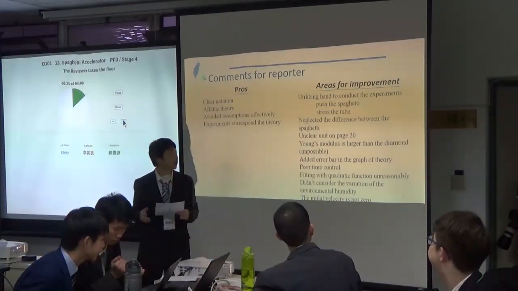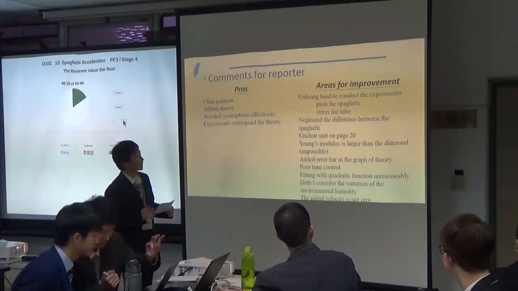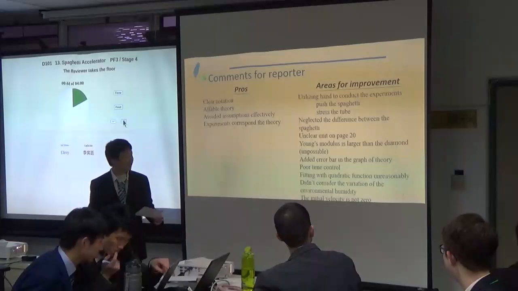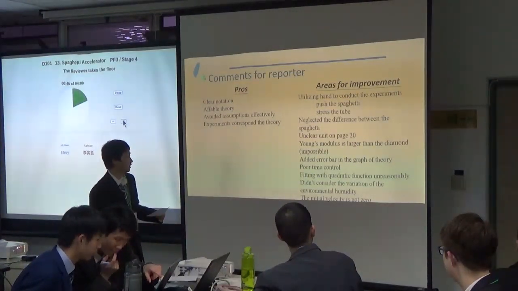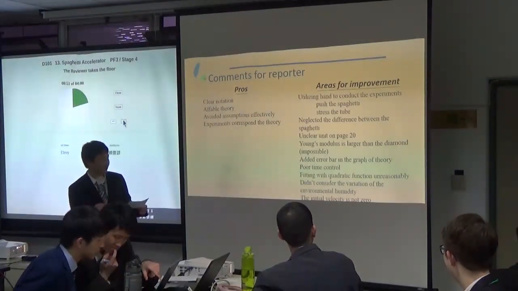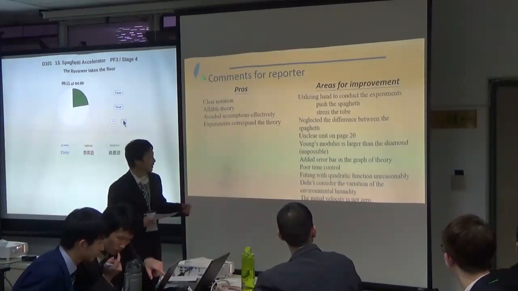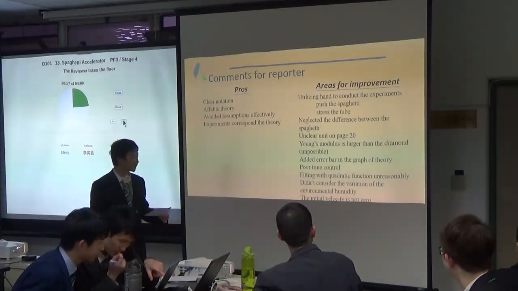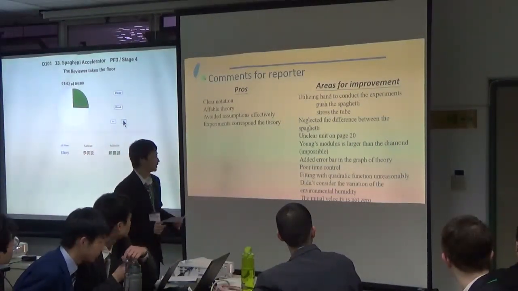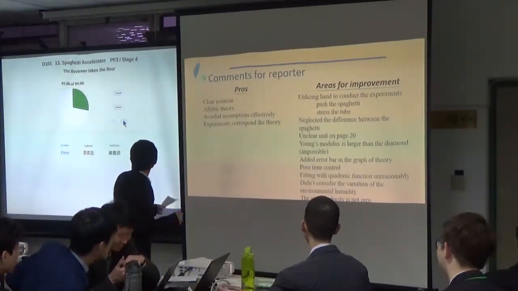There are also areas for improvement, such as utilizing the hand to conduct the experiments, to push the spaghetti and press the tube, neglecting the differences between the spaghetti. The units on page 20, and Young's modulus is larger than the diamond, that is larger by about a million or 10,000. Every error bar in the graph of theory, per time control, fitting with projected function with no reason. They didn't consider the variation of the environmental humidity. The initial velocity is not zero.